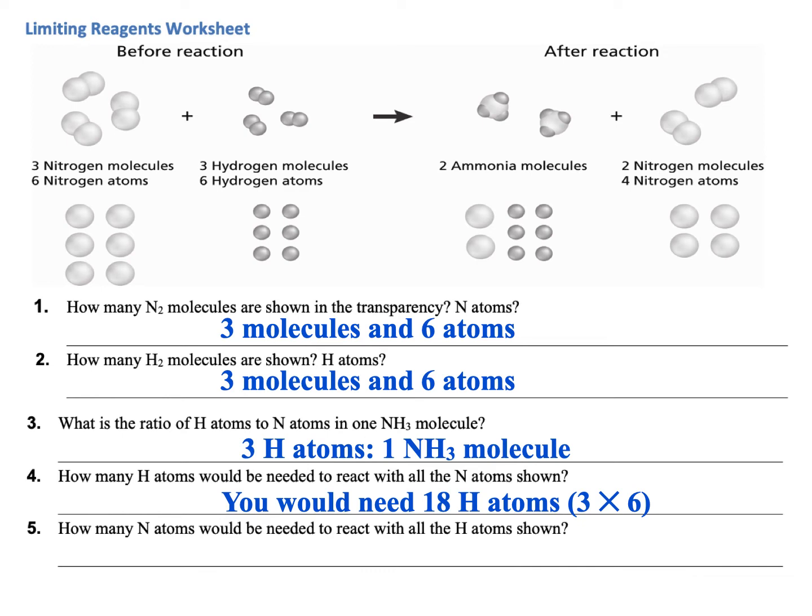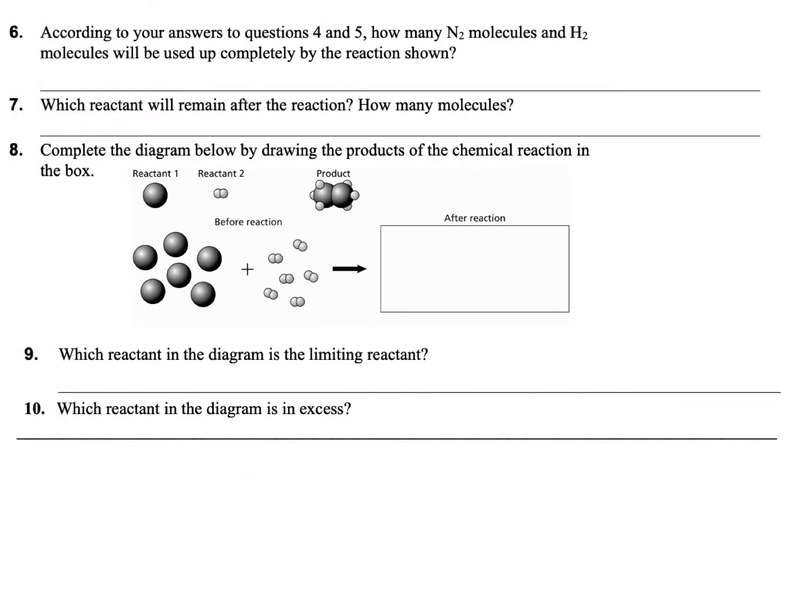How many nitrogen atoms would be needed to react all of the hydrogen atoms? Only 2. Because you look on the left, all the hydrogen atoms are in the ammonia molecules, and there's 2 nitrogens that cause those 2 molecules. According to your answers to 4 and 5, how many nitrogen molecules and hydrogen molecules will be used up completely? 1 nitrogen molecule and 3 hydrogen molecules were used. That's how I got my 2 molecules of ammonia.